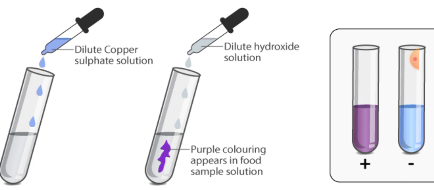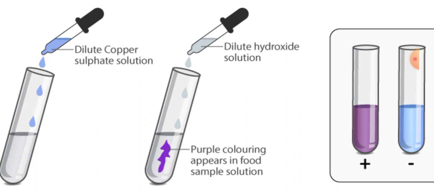Mix it well. Add 2 to 3 drops of copper sulfate solution. Add 10 drops of caustic soda. Mix the test tube very well. The blue color changes to purple. Purple color indicates presence of proteins.